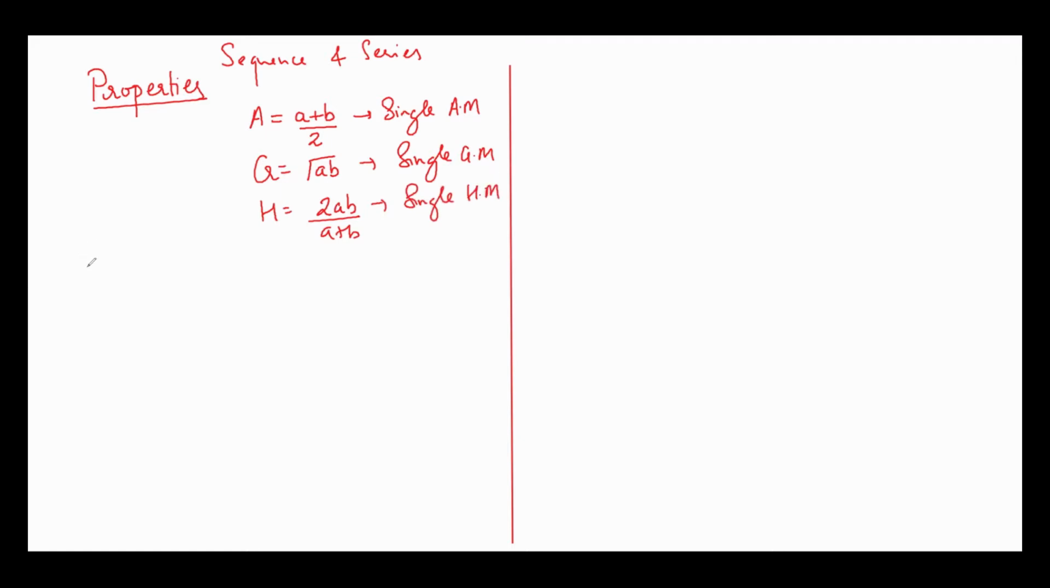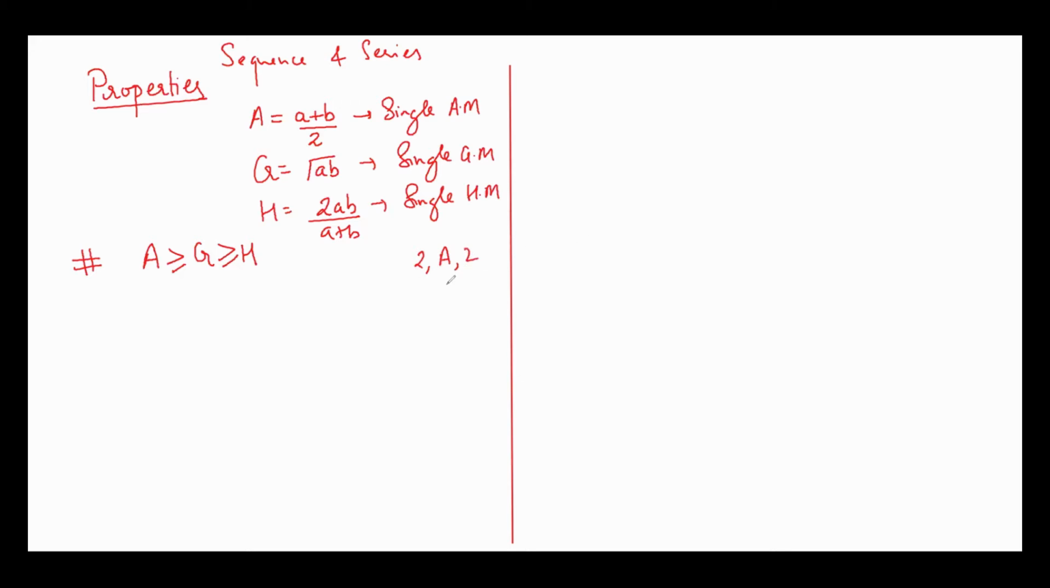Now, first property is that arithmetic mean is always greater than or equal to geometric mean, and that is greater than or equal to harmonic mean. That means if you have to find arithmetic mean between two numbers, suppose those two numbers are 2 and 6, then you get AM. Similarly, you get GM of 2 and 6, and similarly you get HM. Then in that case, arithmetic mean is strictly greater than geometric mean, and that is strictly greater than harmonic mean. But here equality sign is also written. That is for when a sequence is constant sequence, that means 2, 2, 2, 2, and so on.